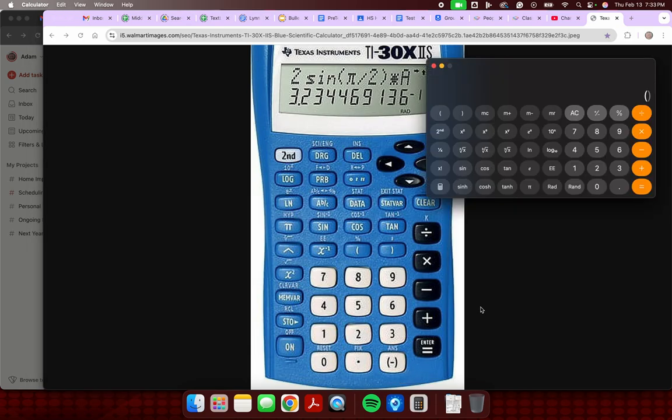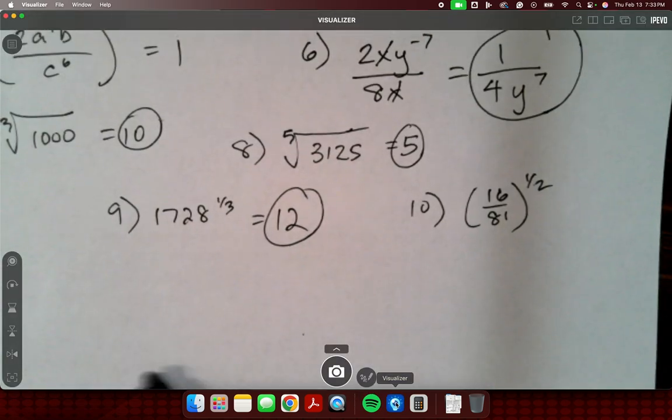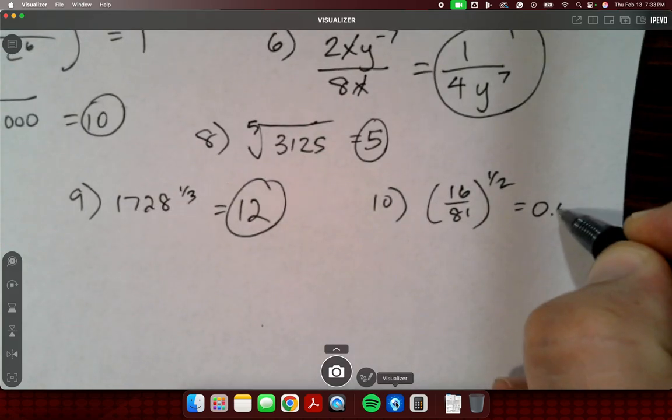So we have 16 over 81 raised to the 1 divided by 2. And that's 0.4 repeating. So you could just write 0.4 repeating, that'd be fine.